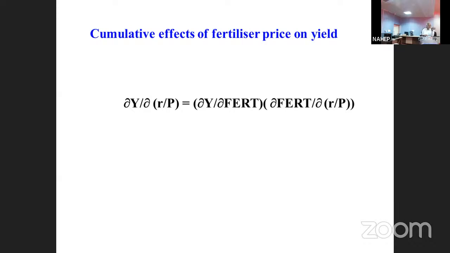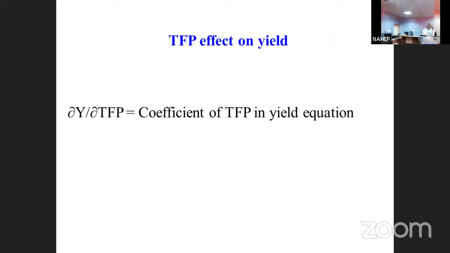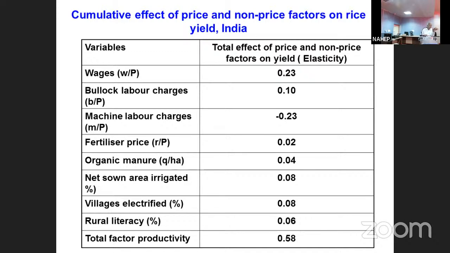It does not go manually. An increase of fertilizer price directly influences the yield, because it does not go through machines; it is directly consumption, because you pay the money and the farmer buys the fertilizer. Similarly, TFP is again a direct shifter of supply, and that is why the coefficient of TFP equals the change in yield as a result of TFP. So this way we compute the impact of all the variables.